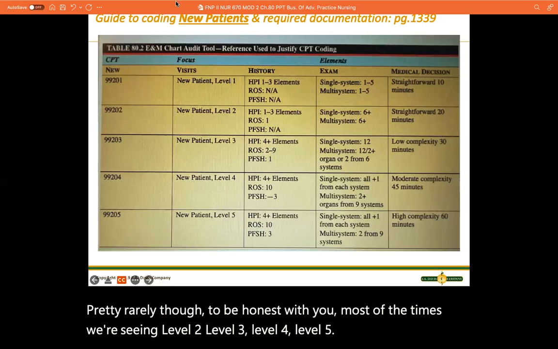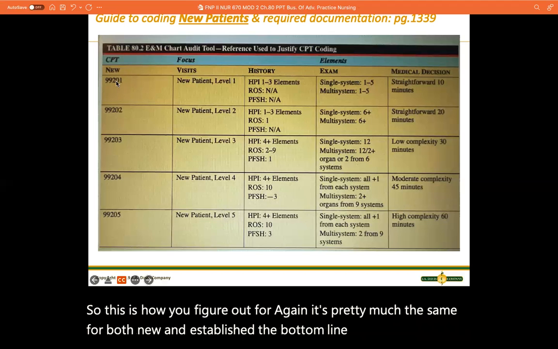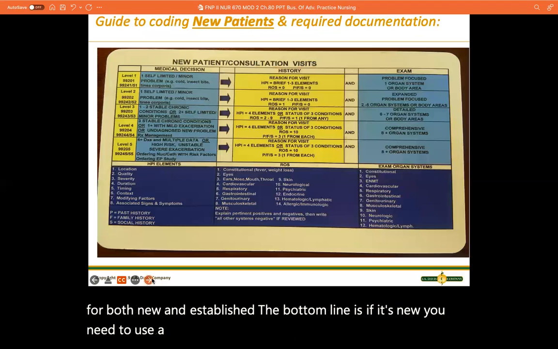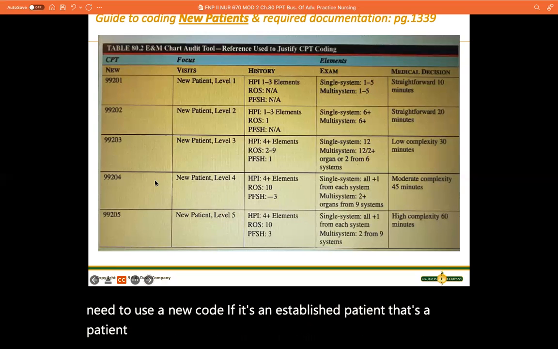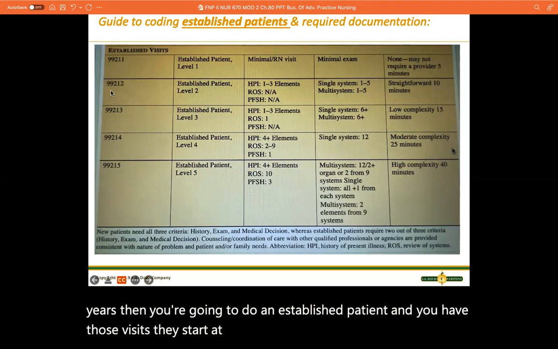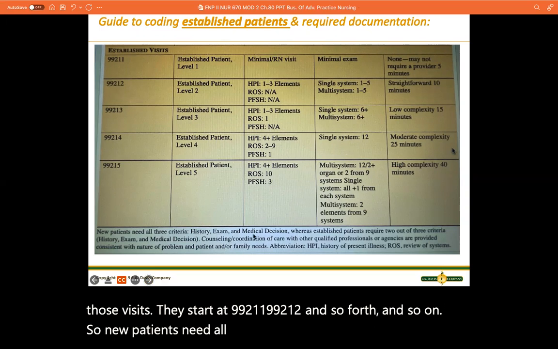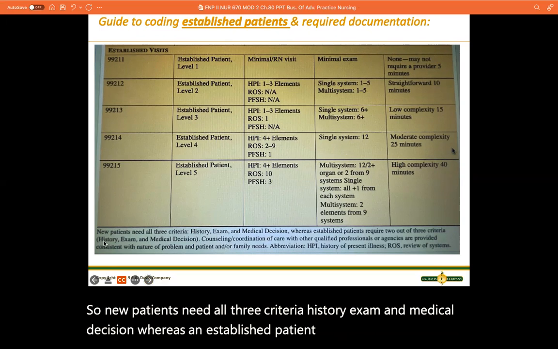Okay, so this is how you figure it out, and again, it's pretty much the same for both new and established. The bottom line is if it's new, you need to use a new code. If it's an established patient, a patient you've seen in the last 3 years, then you're going to do an established patient visit. Those visits start at 99211, 99212, and so forth. New patients need all 3 criteria: history, exam, and medical decision. Whereas an established patient requires 2 out of the 3 criteria. Okay, history, exam, and medical decision.